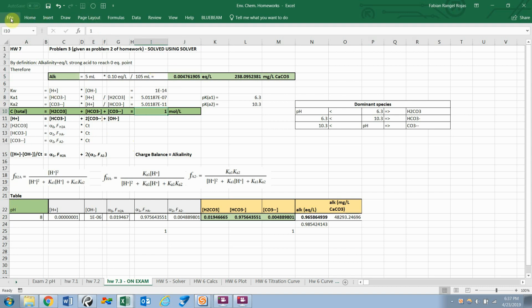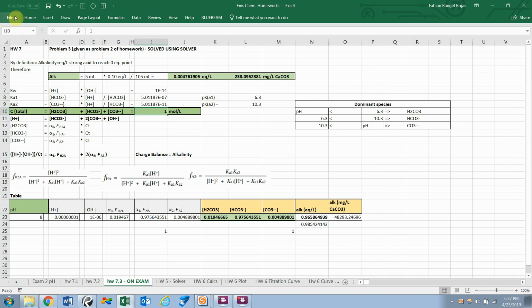To guess, I'm going to make Excel guess for me using Excel solver. And Excel solver is just a guessing machine. Basically, it'll guess for you 1,000 times, as many times as necessary, until all the constraints you give it are satisfied.